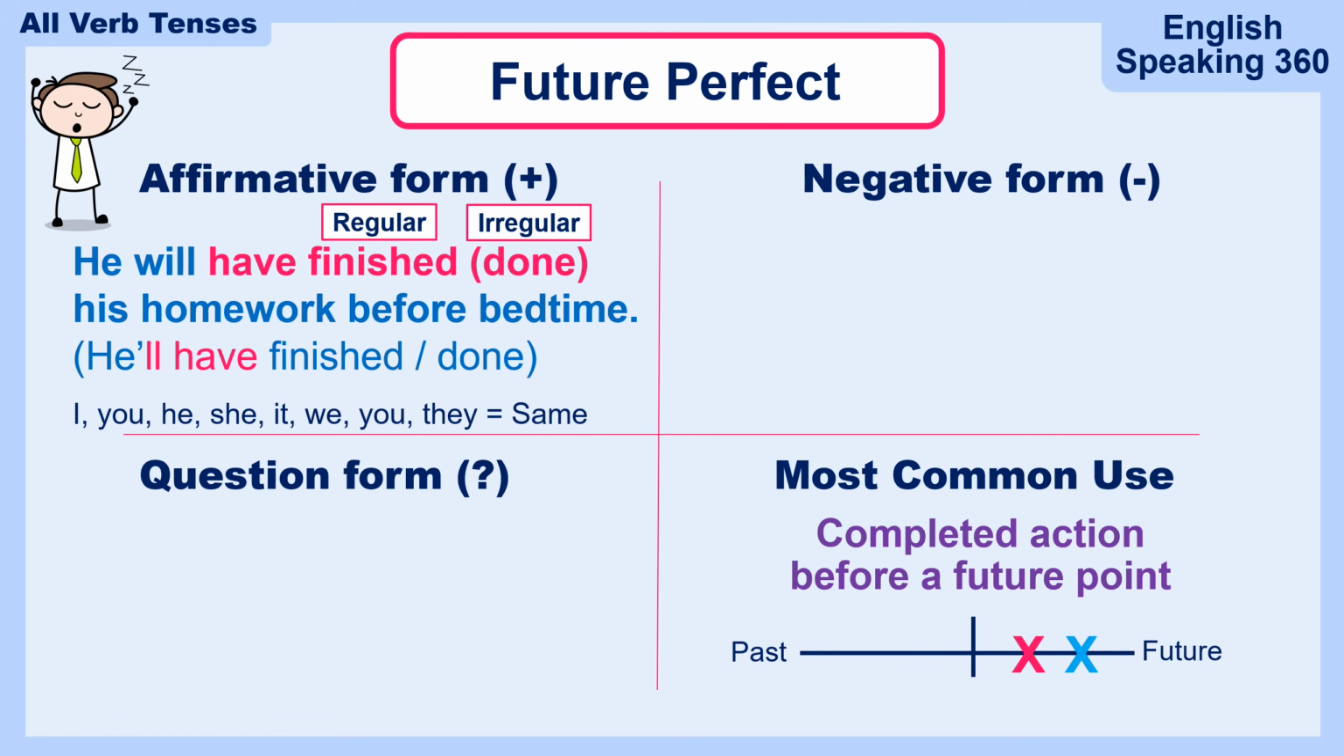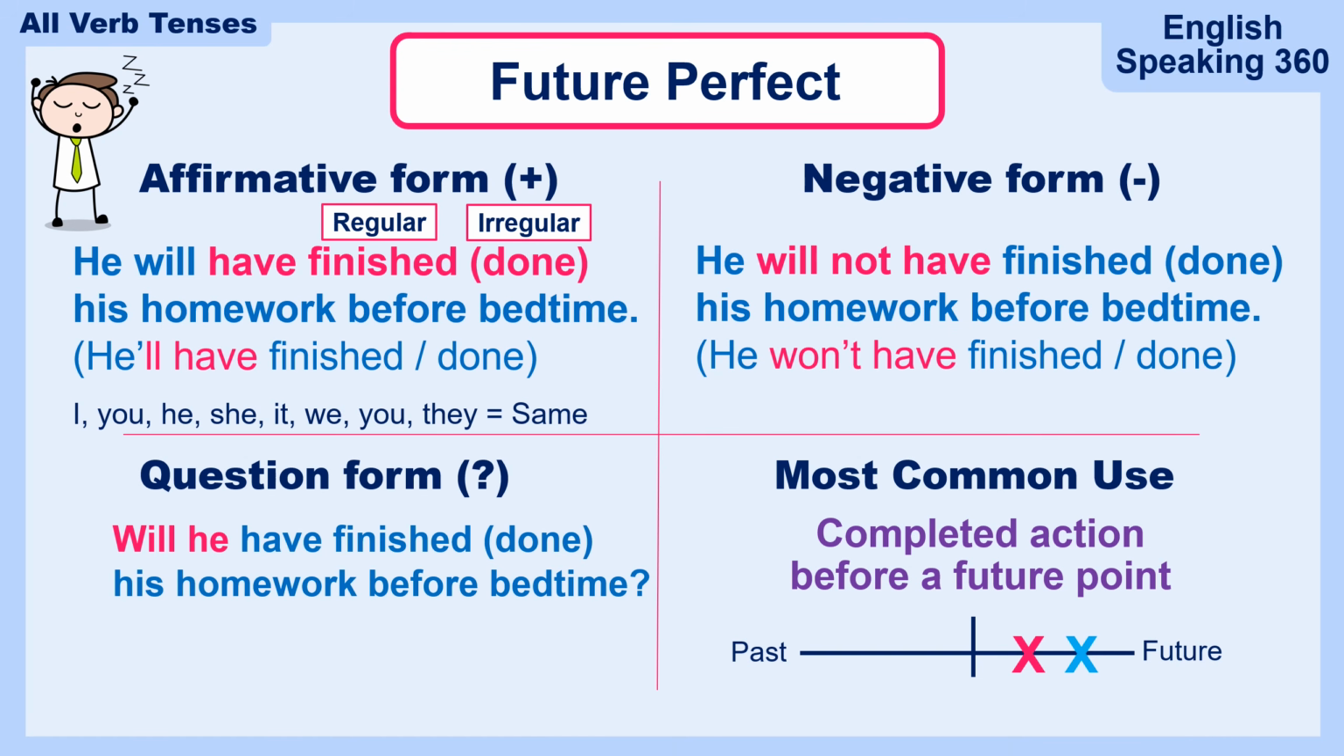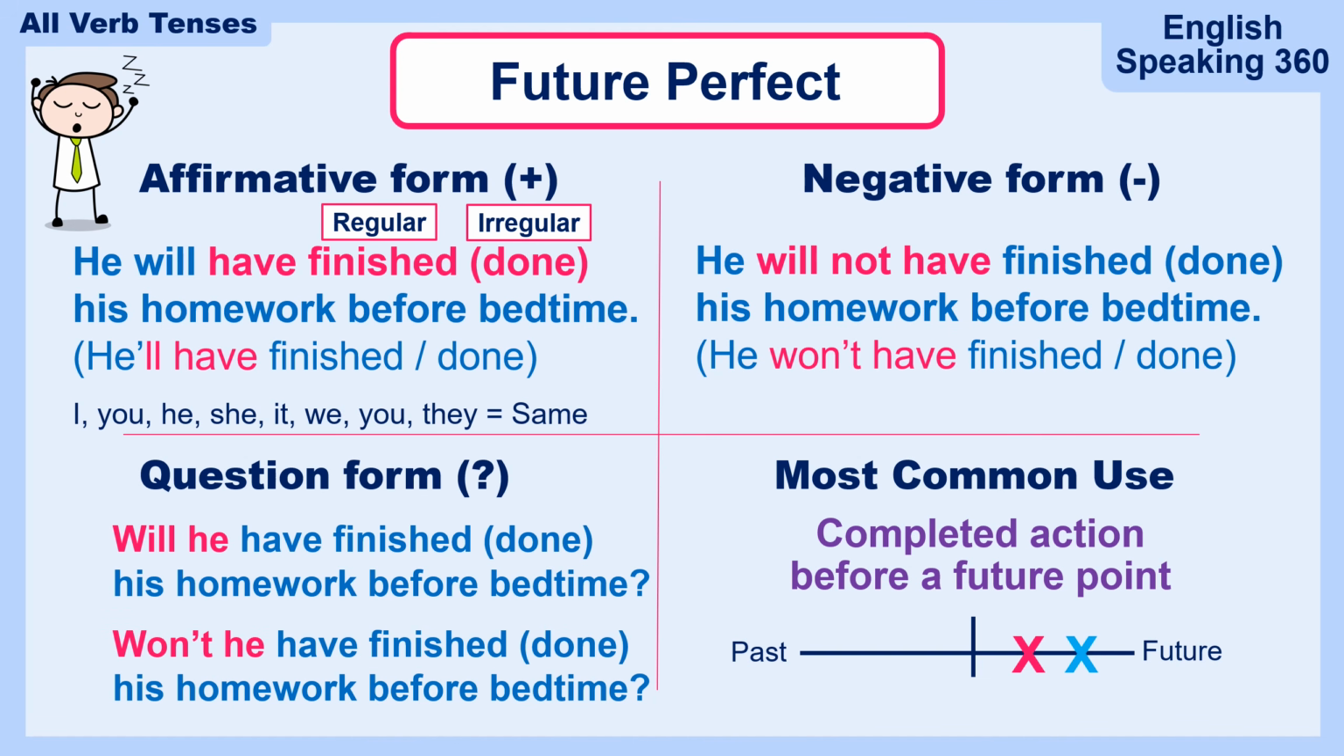Nothing changes here. The negative form, he will not have finished his homework before bedtime. He will not have done his homework before bedtime. The contraction, he won't have finished. He won't have done his homework before bedtime. How about the question? Will he have finished his homework before bedtime? And the negative question, won't he have finished his homework before bedtime? You know what the negative question means. And you can add a question word in front to make an information question.